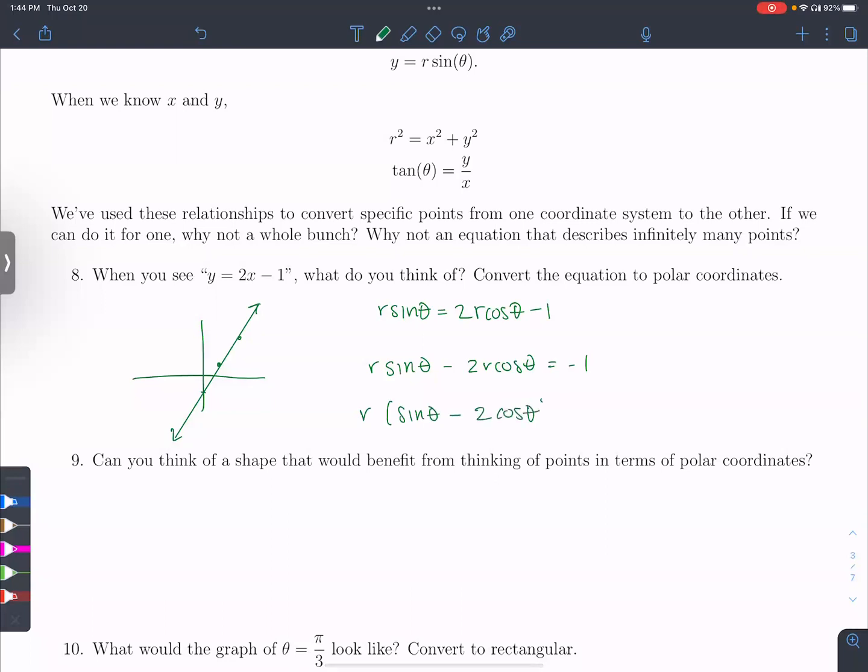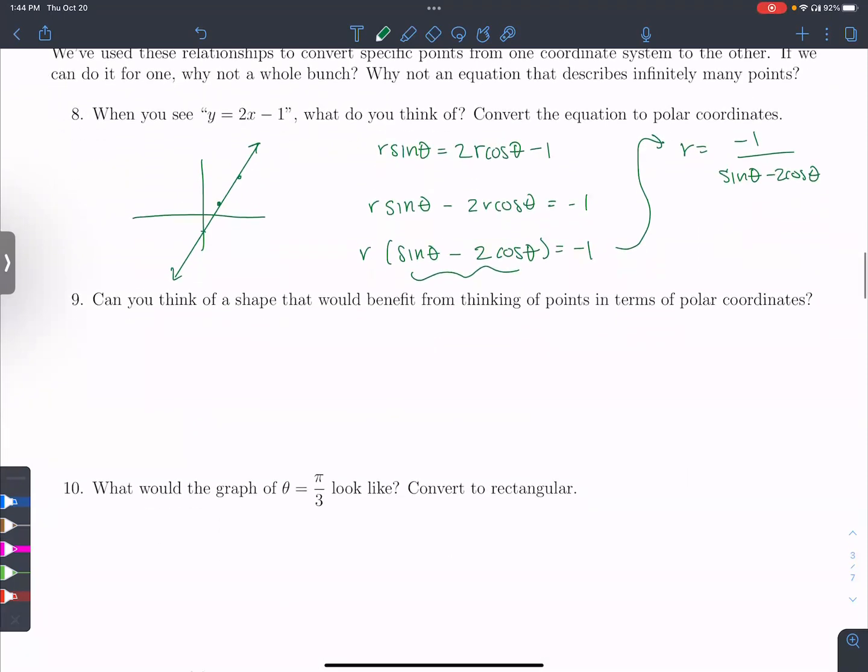And then you're going to divide by this. So you're looking at r equals -1 over sine theta minus 2 cosine theta. So that's not particularly helpful to use polar coordinates for that, but it's really helpful for circles.